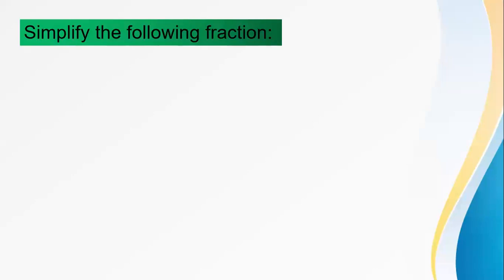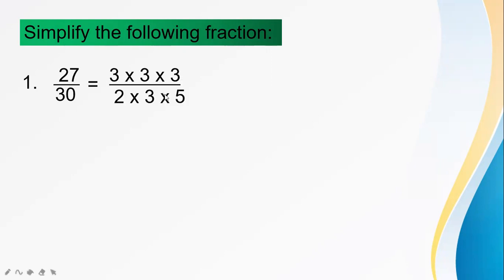First, let us simplify the following fractions. Number one, we have 27 over 30. Get the factors of the numerator and the factors of the denominator. 27 is the numerator and 30 is the denominator. Factors of 27, we have 3 times 3 times 3. And factors of 30, we have 2 times 3 times 5.